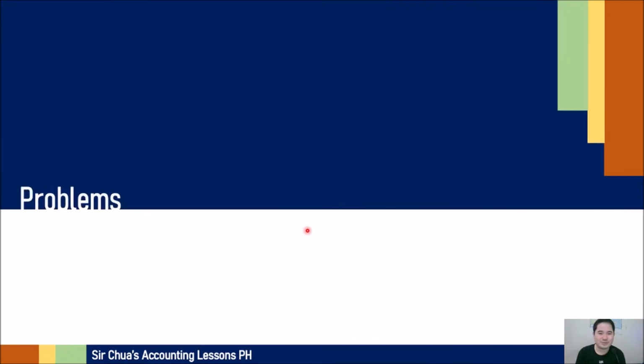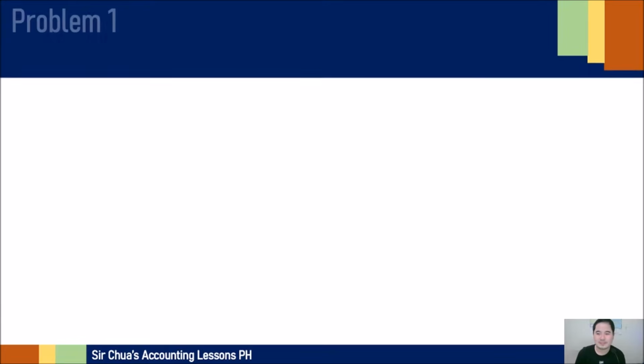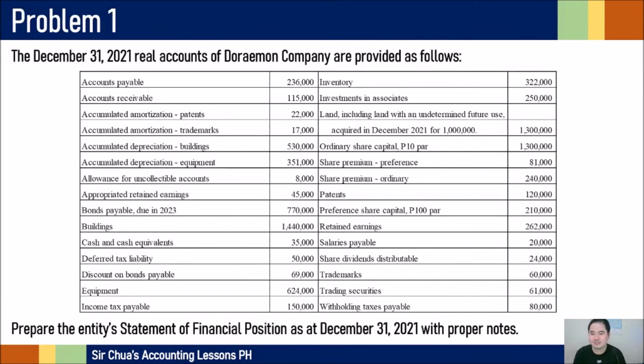Okay, sige po. We have already discussed your theories for IAS 1 regarding financial statements and a statement of financial position. Let's answer this comprehensive problem in the preparation of your statement of financial position. The December 31, 2021 real accounts of the Raymond Company are provided as follows. The requirement for you is to prepare the statement of financial position as at December 31, 2021 with proper notes to financial statements. Okay. Ganito gagawin natin mga kapatid.